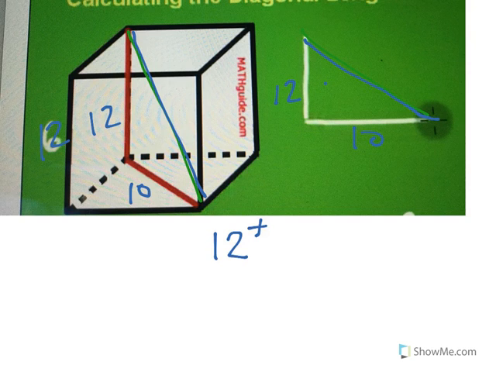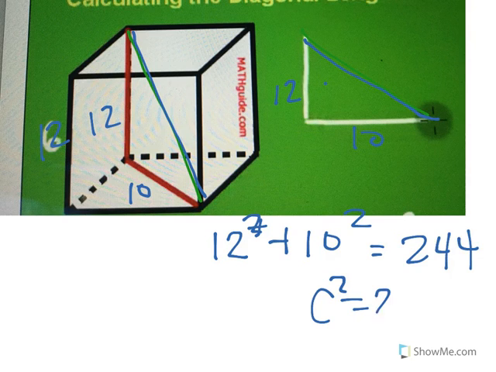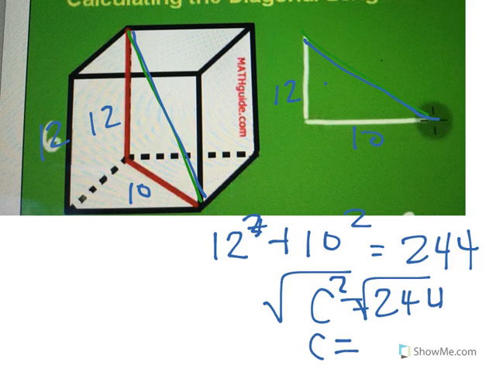So that's pretty easy. It's just 12 squared plus 10 squared, and that equals 244, and then c squared equals 244. We take the square root of that, and c there equals 15.6. So that's how you solve it.